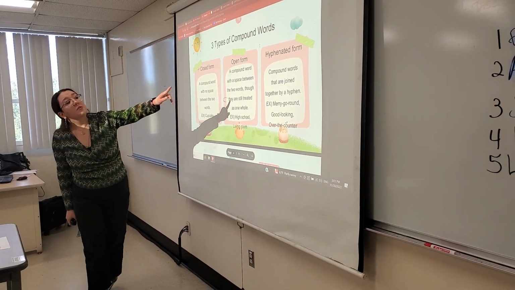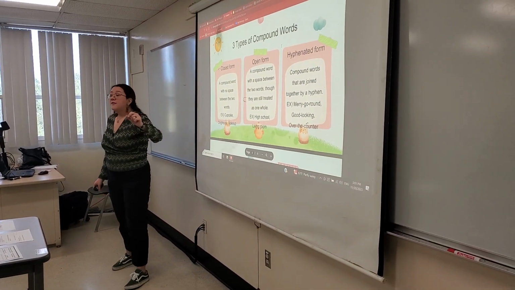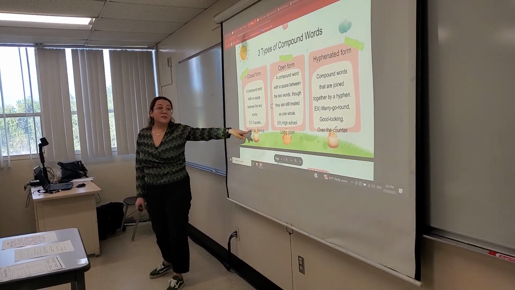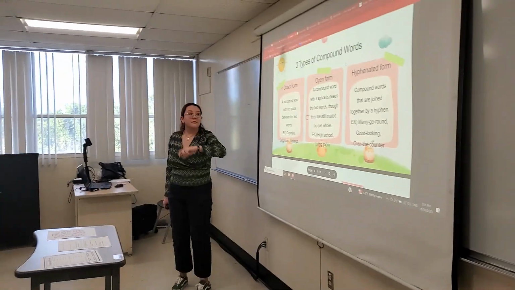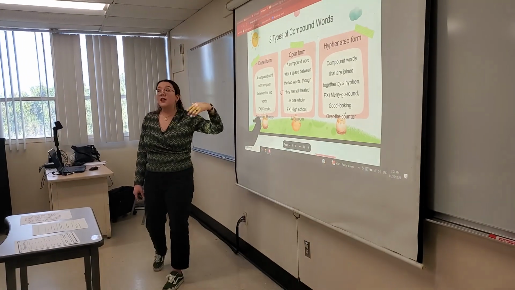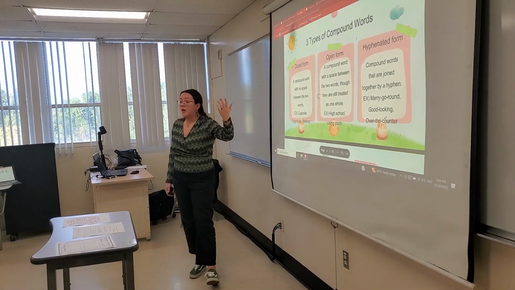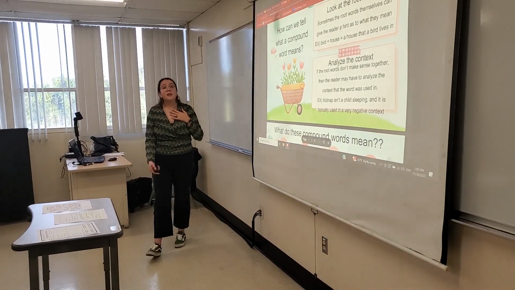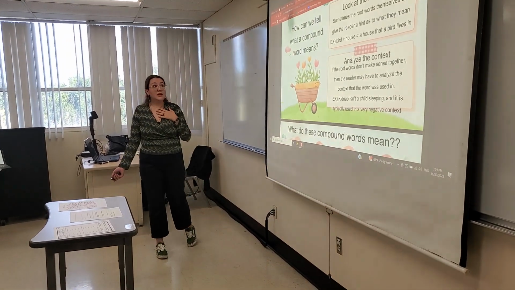So then you would go to the hyphenated form. Now a hyphen is just a little line that separates words. It's kind of like a space, but it's just a little line, you know? And so it would be like merry-go-round if you're saying someone's good looking, over-the-counter if we're sick and we need medicine.